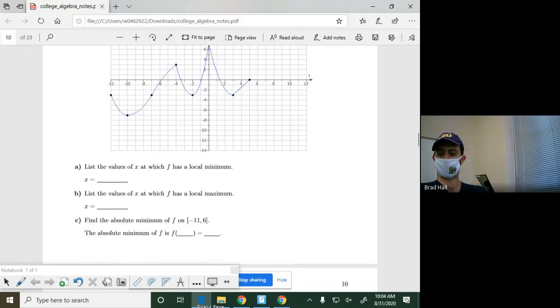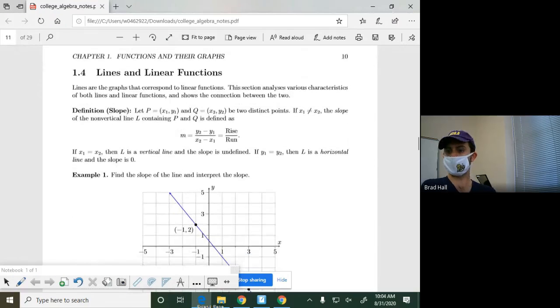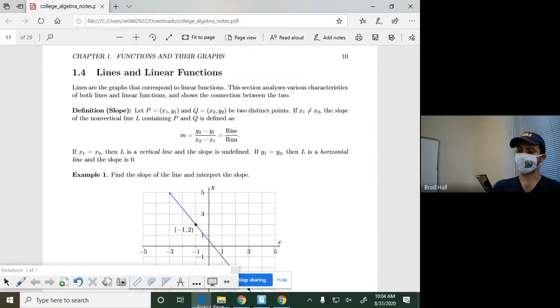Let's go ahead and move on to something that may be more familiar. Lines and linear functions. I guarantee that half of this section is probably stuff you've seen before, and if so, great. Go ahead and utilize that. I have this homework due Thursday. I'm not going to be able to go through all of it today, but I will finish this section on Wednesday, no doubt. So lines and linear functions.